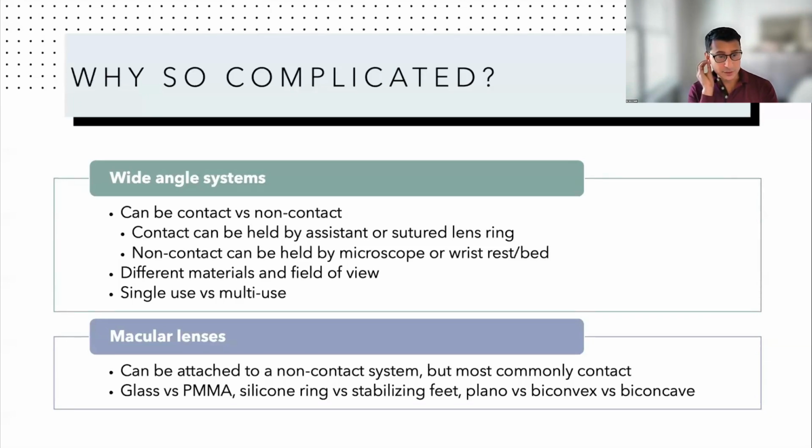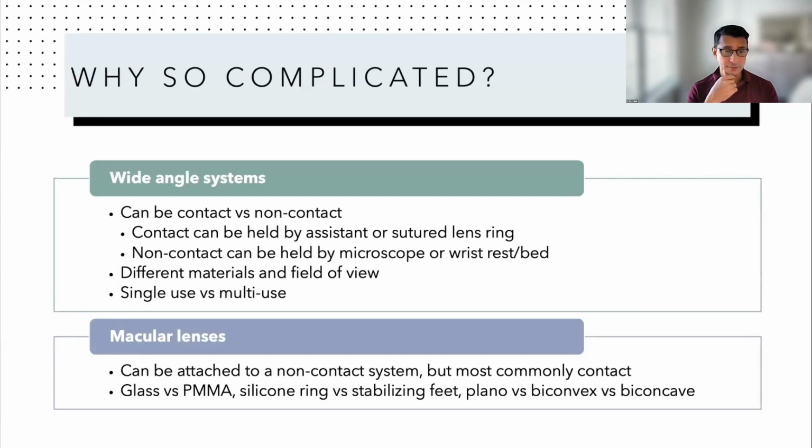So if you don't have an assistant and you're operating solo, you got to hold that lens in place. Then you put a lens ring on, which you suture to the eye, or hold it in place with the speculum. Or there are many other ways to do this as well. I'm not touching on all of them. Non-contact systems are usually held by the microscope, so it floats above the eye with a microscope, or a wrist rest, or to the bed itself. And then there are different materials for wide-angle viewing, different index of refractions, different lens designs, different fields of view. There's single-use versus multi-use systems. So that's why it's so complicated, because there's so many options.